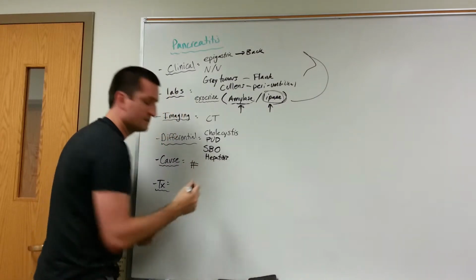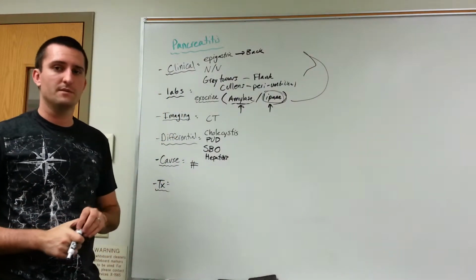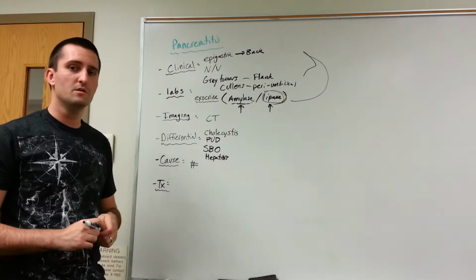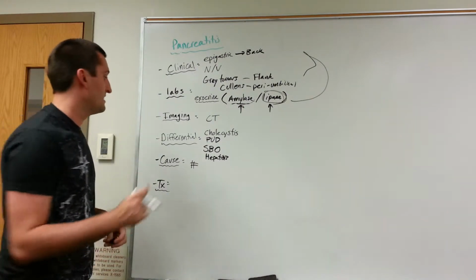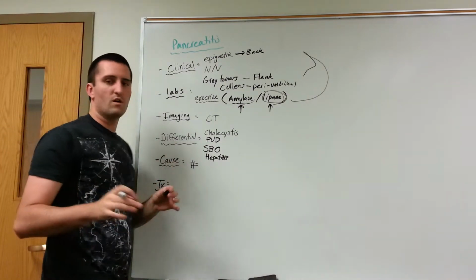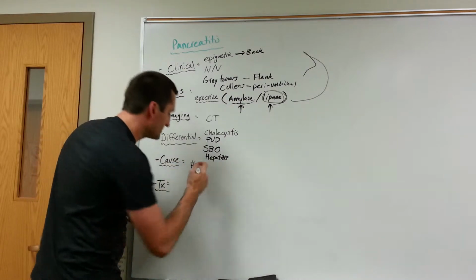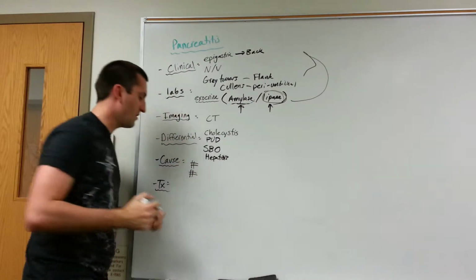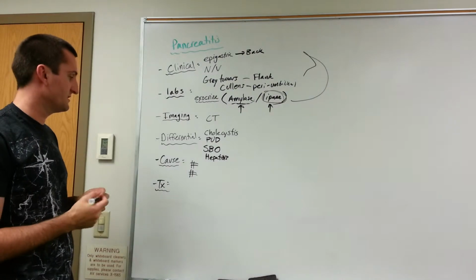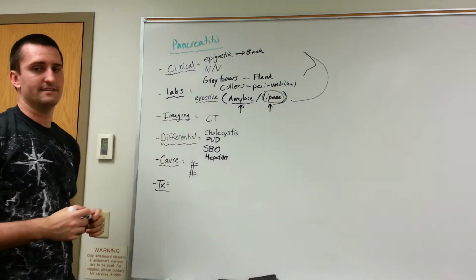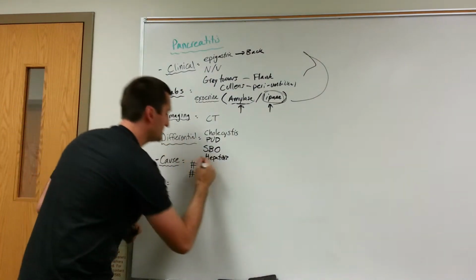Board questions. So for the COMLEX, for the USMLE, both Step 1, Step 2, possibly even Step 3, two number 1 causes. I know that doesn't make much sense, but we're going to go with it. Two number 1 causes of pancreatitis. What are they? First one is going to be stones.